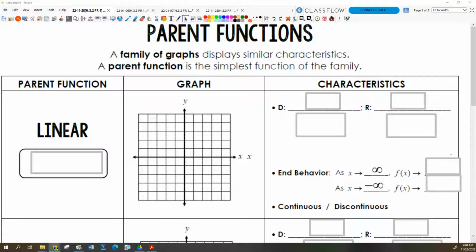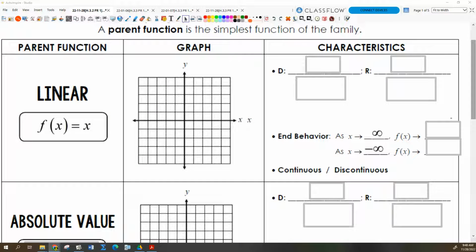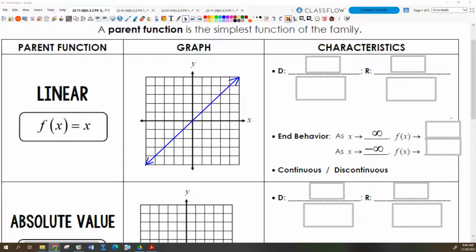So what are they? Well, linear functions. That just means lines, right? So our most basic line would be the function y equals x, or f of x equals x. Okay, so what's that look like as a graph? Pretty easy, right? It's just in slope-intercept form.